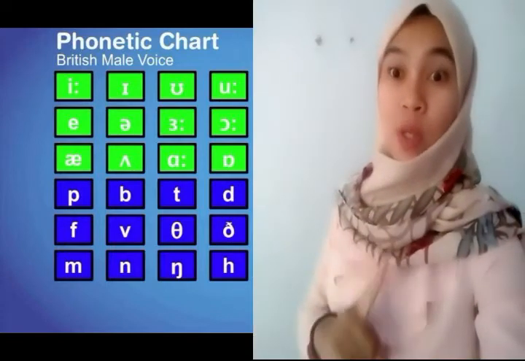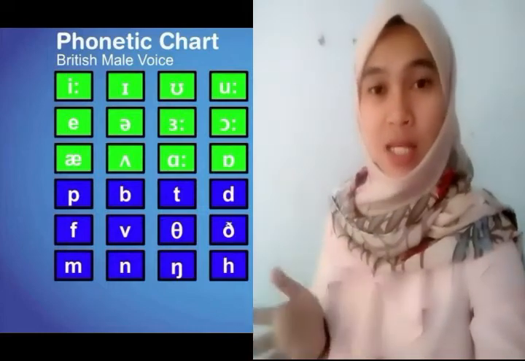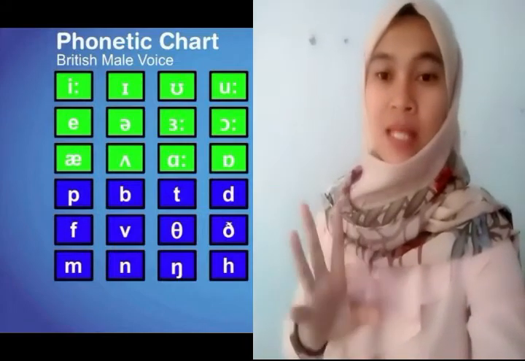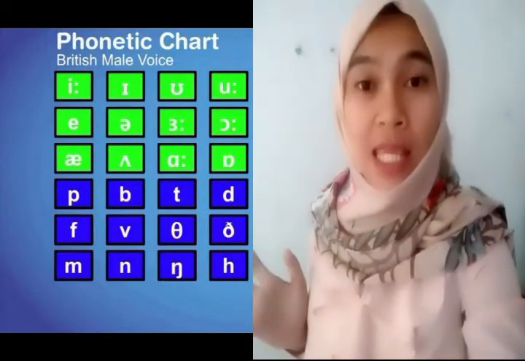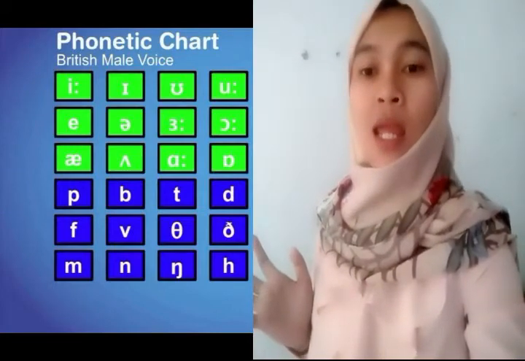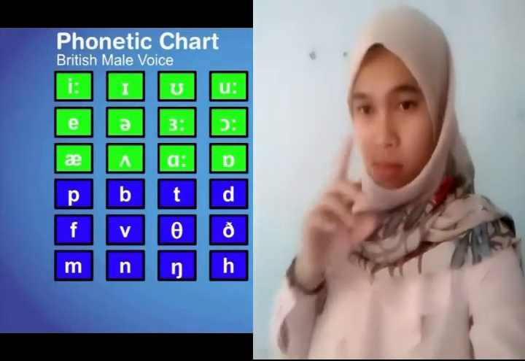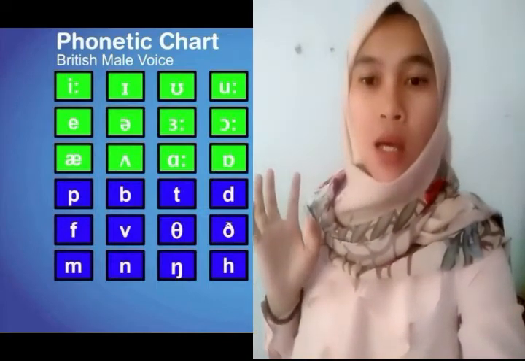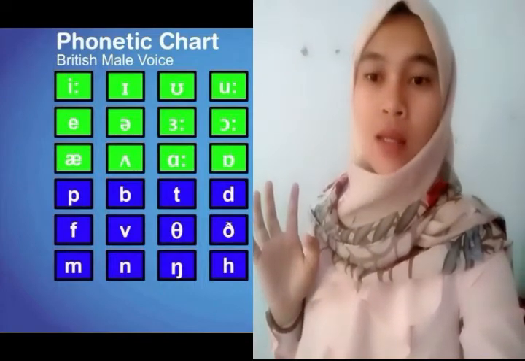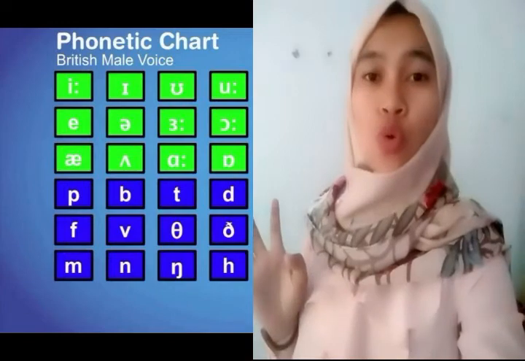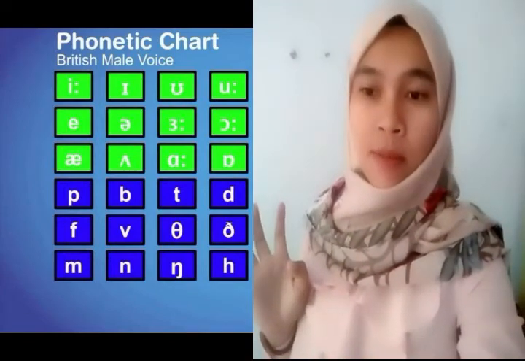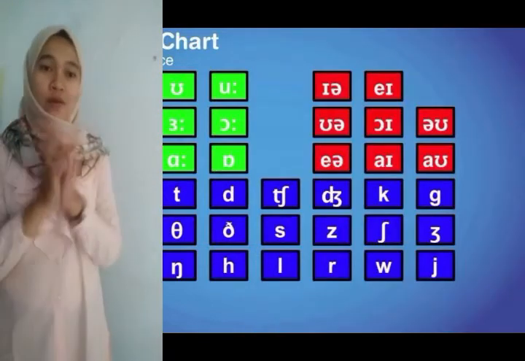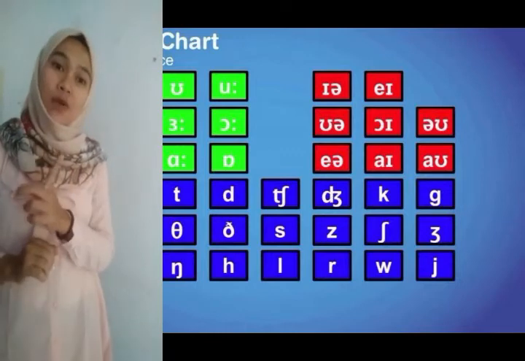The columns are also important because they give us an idea of the position of the tongue. With the left column, the tongue is at the front. And then moving back a little, the middle column. And then back a little more, the right column.